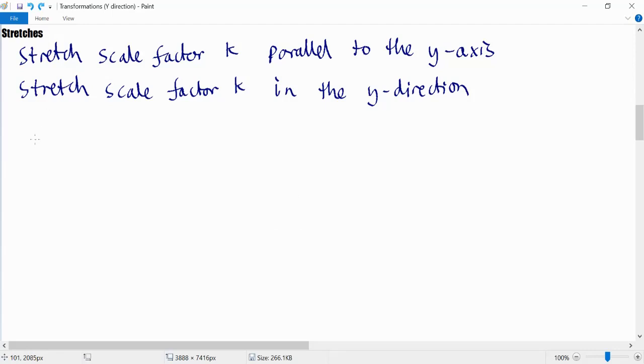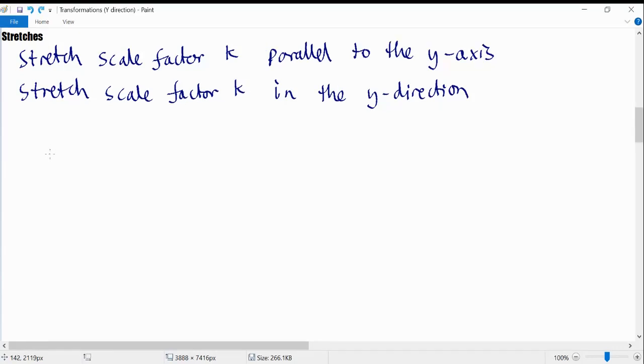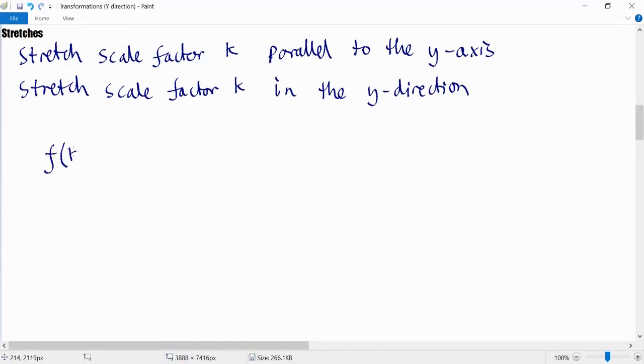Okay, how do you actually apply it? Well, basically it's a multiply. And just like I said before about y direction transformations, they're applied to the function as a whole. So what we'd do is take f of x and literally multiply it by that scale factor k. And if your function has lots of things in it, then you've got to put brackets around it and make sure that when multiplying out the brackets, everything that's meant to be multiplied gets multiplied as appropriate.